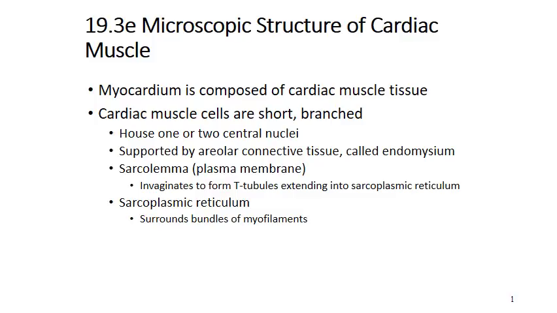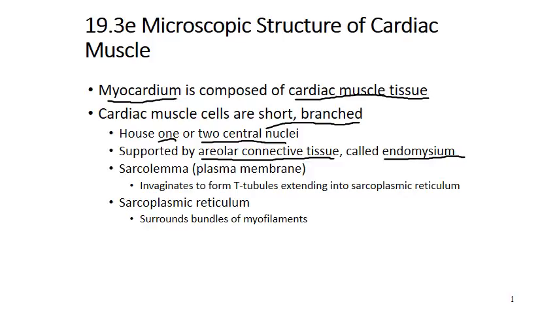All right, microscopic structure of cardiac muscle. So myocardium is, of course, going to be made of the cardiac muscle tissue, the only place that we find it in the body. Cardiac muscle cells are short and branched, which makes them very different from skeletal muscle. They can have 1 to 2 central nuclei, and they're supported by our areolar connective tissue, also called the endomysium.